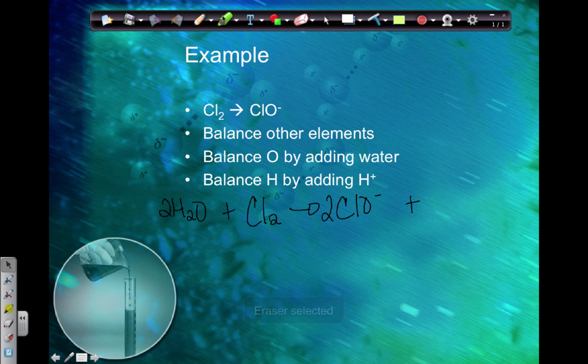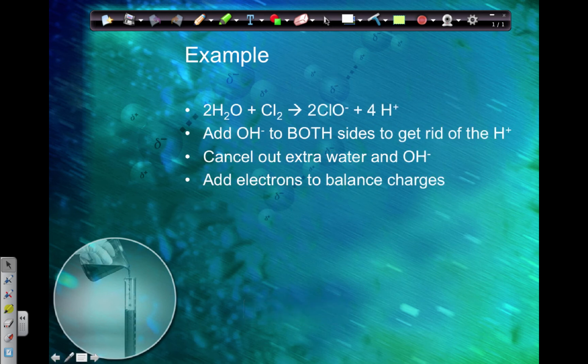Okay, so I have 2 oxygens on this side, so I needed to add 2 water molecules, which changes my hydrogen. So that's actually going to be 4 hydrogens. So I had 2 oxygens, 2 oxygens, 4 hydrogens, 4 hydrogens. All right, so now let's go to the next step, which is to add the hydroxide. All right, so now I'm going to add hydroxide to both sides to cancel out these hydrogen ions.